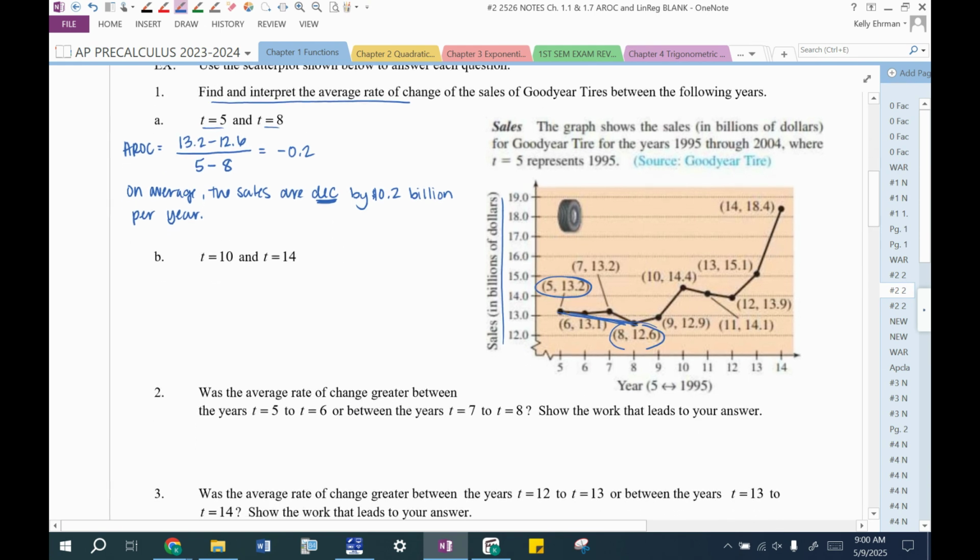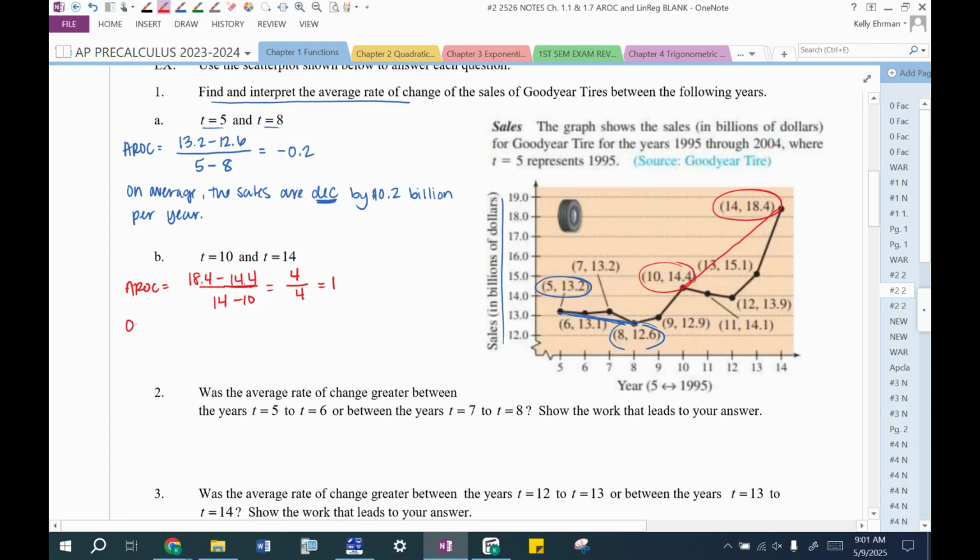What about between 10 and 14? So here's 14 and here's 10. It's going to be a positive slope, even though there's a bit of decrease in here. Overall, that trend was positive. On average, I should say. So AROC is going to be, show the work for this, 18.4 minus 14.4 over 14 minus 10. I don't think I need a calculator for this. 18.4 minus 14.4 is 4. 14 minus 10 is also 4. That's coming out to a nice clean 1.